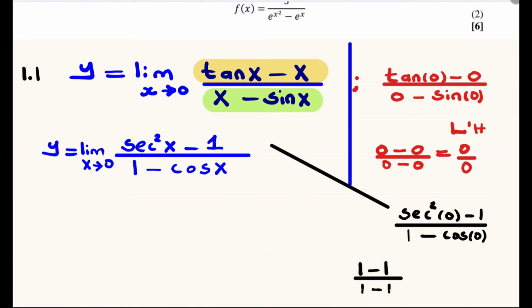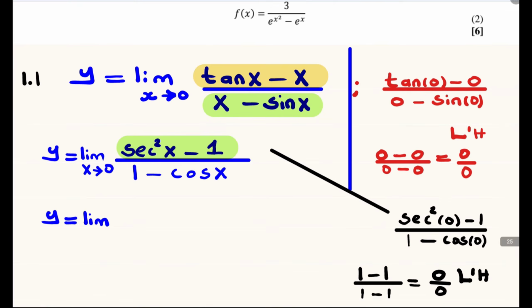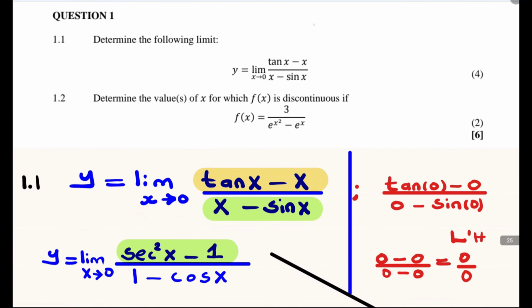Cos 0 is equal to 1, and this will be equal to 1 minus 1 is equal to 0. So once again, we have 0 divided by 0. We have to use the L'Hopital rule again. So we have y is equal to the limit of the derivative of the top part, the derivative of the sec squared. We can write the sec squared x as equal to (sec x) all raised to the power 2.